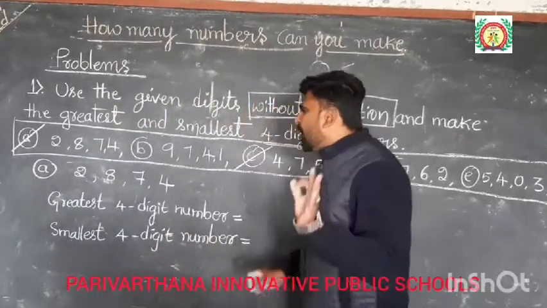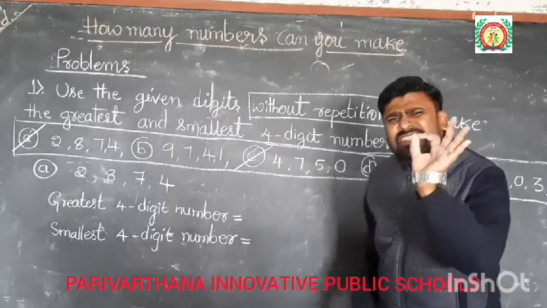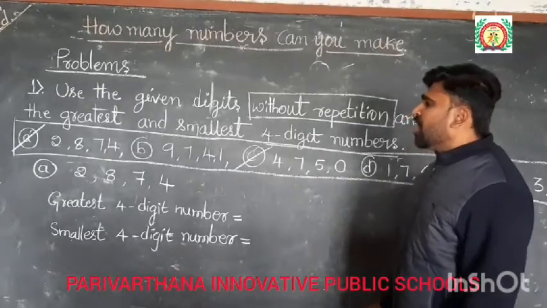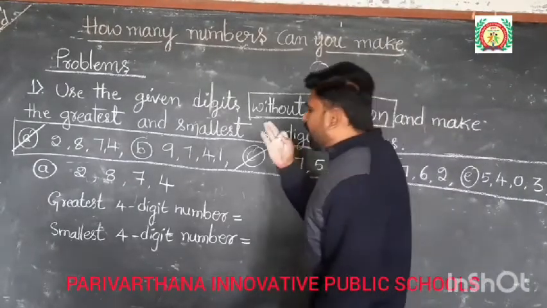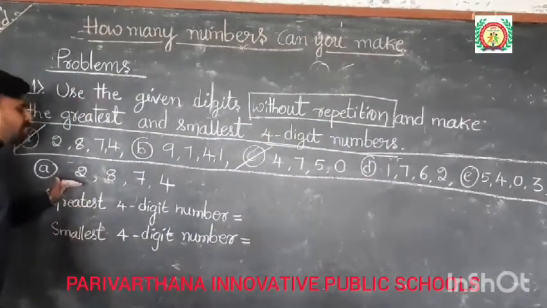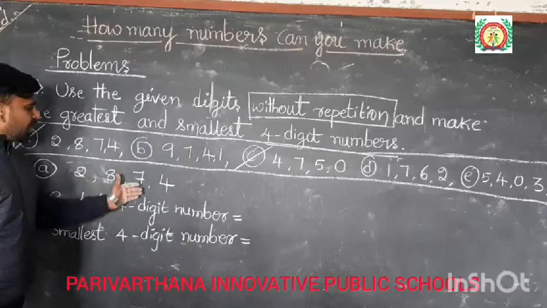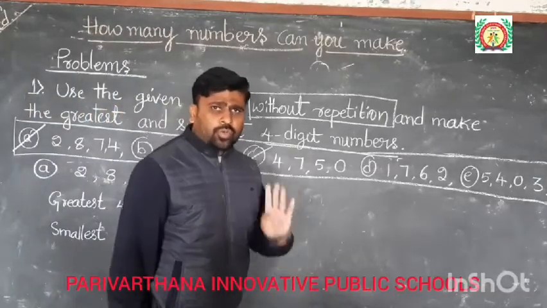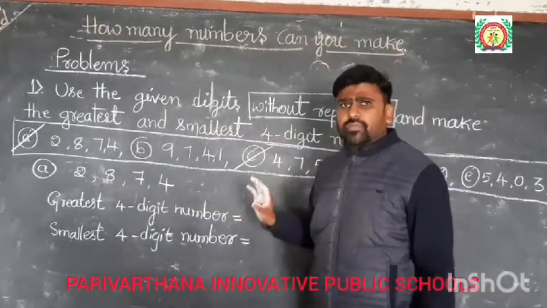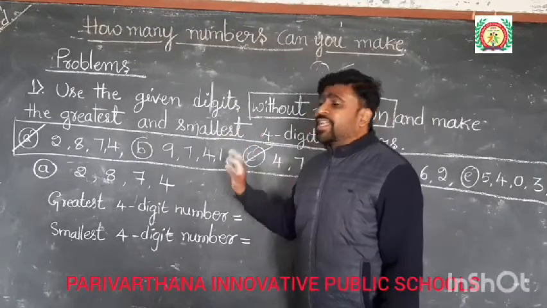To find the greatest and smallest 4 digit number, I will tell one very simple technique. Using that technique, we can easily find them. Regarding the first one, they given 4 digits 2, 8, 7, 4. Correct? We have to arrange the numbers according to ascending order and descending order.